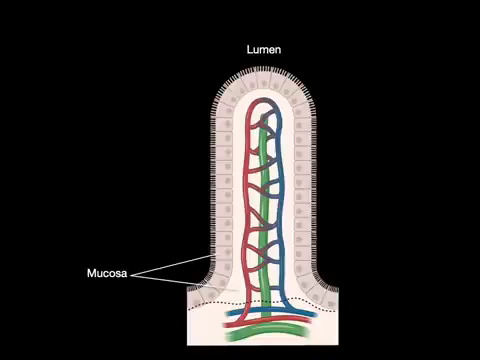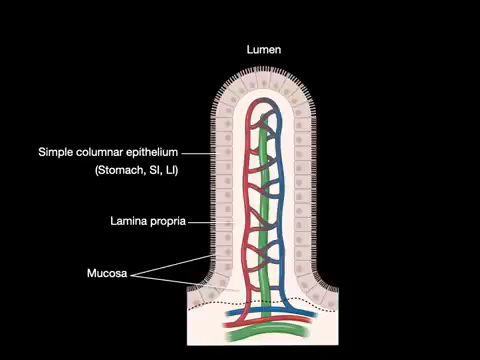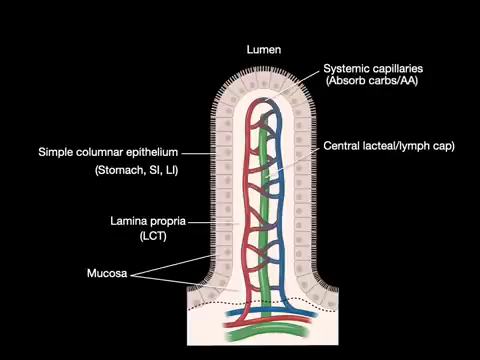And the mucosa consists of 2 parts. Epithelium, in this one, it's simple columnar epithelium that we see in the stomach, small intestine, and large intestine. The esophagus is stratified non-keratinized epithelium, but most of the gut tube is simple columnar. Deep to that is the lamina propria, and that's loose connective tissue. And that loose connective tissue houses the systemic capillaries that absorb carbohydrates and amino acids, and the central lacteals, the lymphatic capillaries that absorb fats.